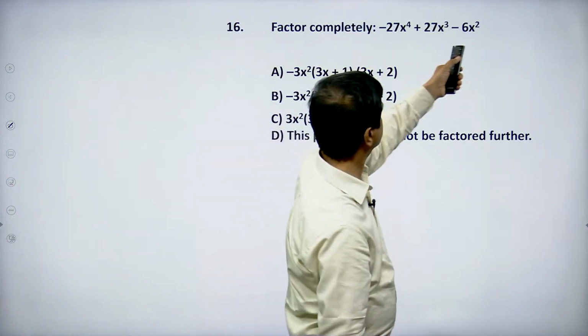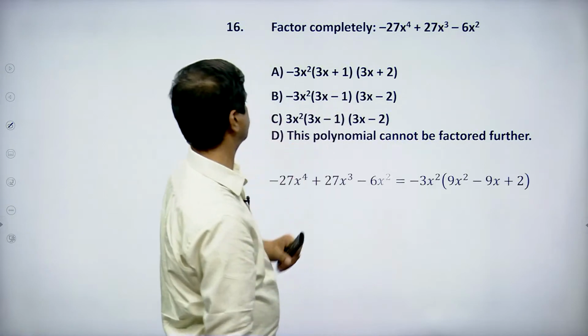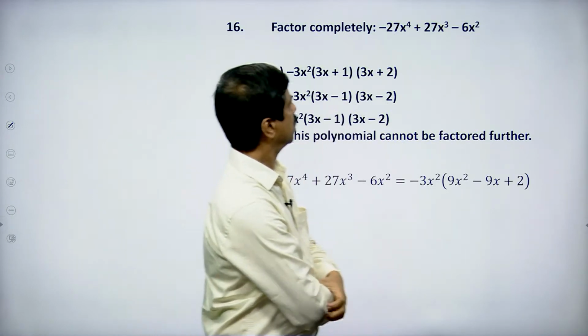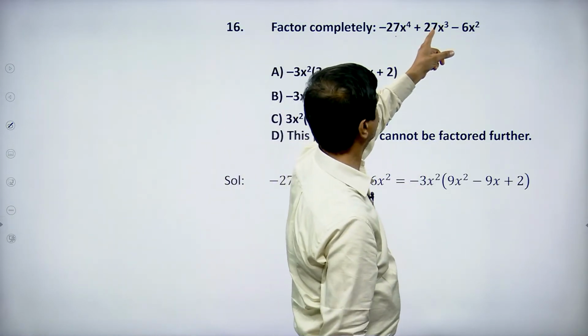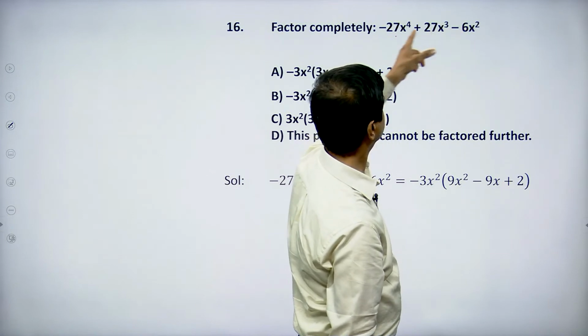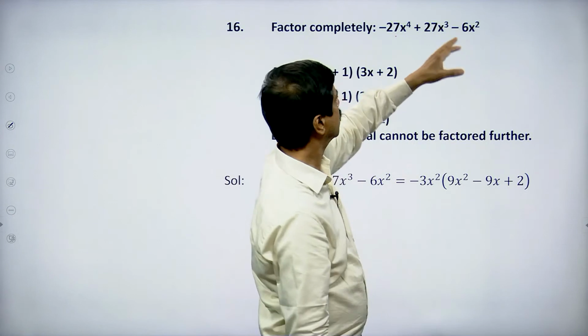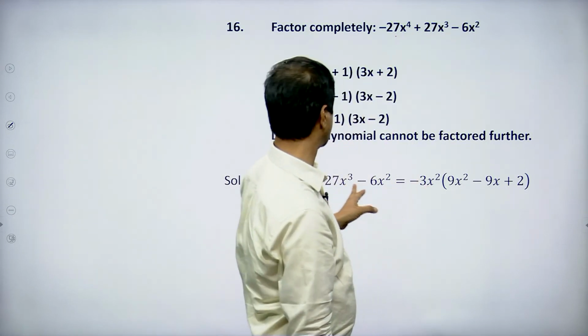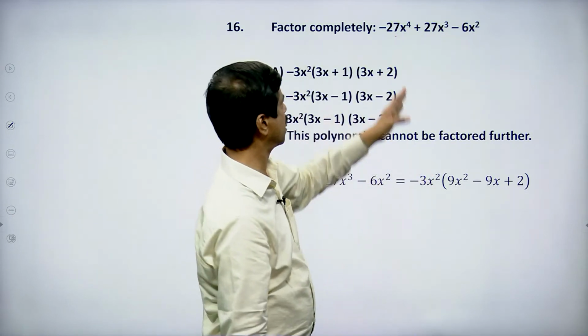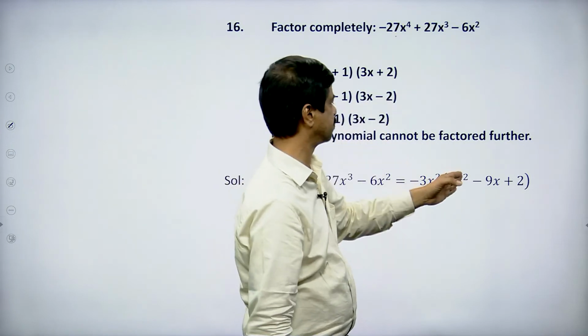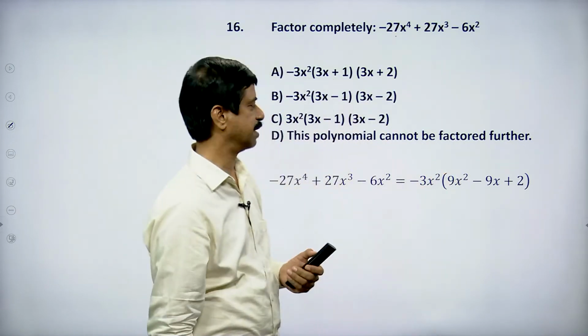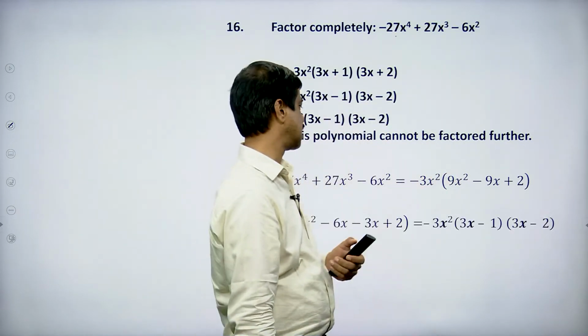Factor completely this. So, children, what is that you can take common? Here you have 3, here you have 3, here you have 3. 6 you don't have. So, only maximum numerically you can take common is 3. X square is the highest power you can take common. So, you take 3x square or minus 3x square. Beside highest power you will get plus sign. So, 9x square minus 9x plus 2.